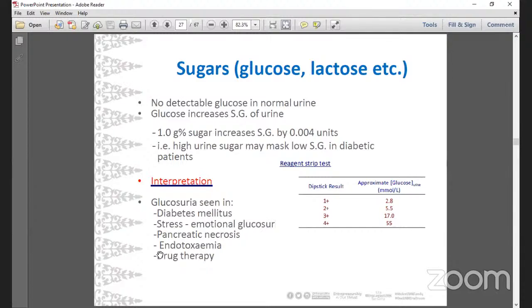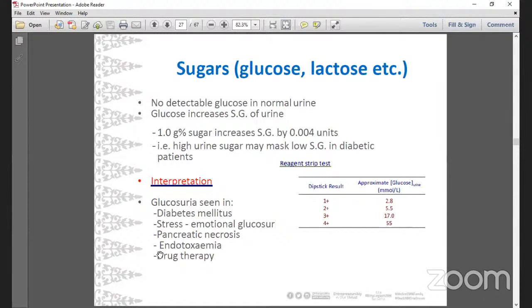Okay, next one is glucose. Same thing with protein, we cannot detect glucose in normal urine. What happens is that glucose has an effect on the specific gravity of urine. For example, 1 gram of sugar will increase the specific gravity by 0.004 units.